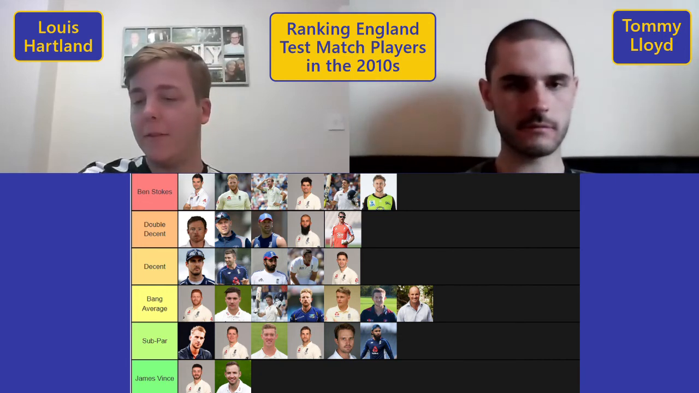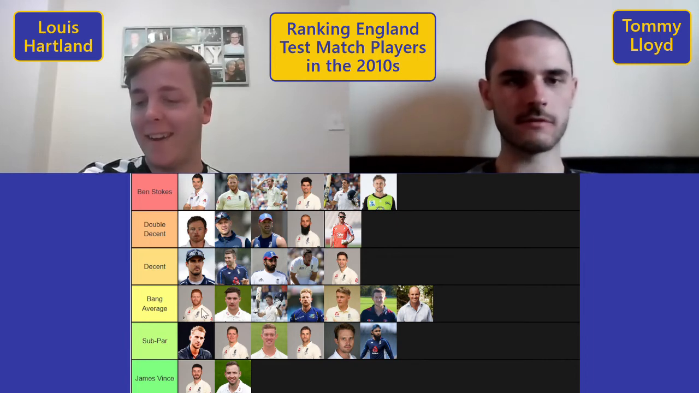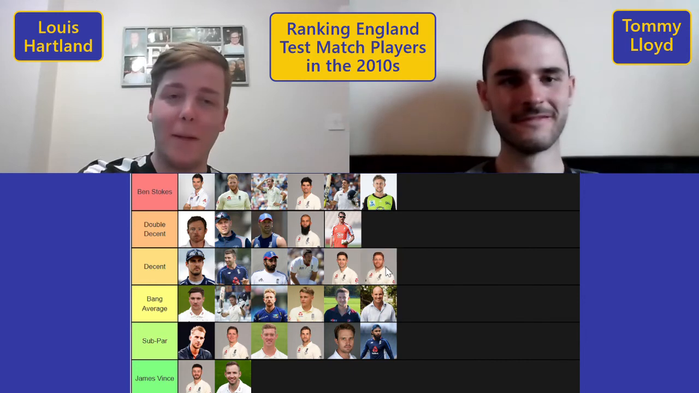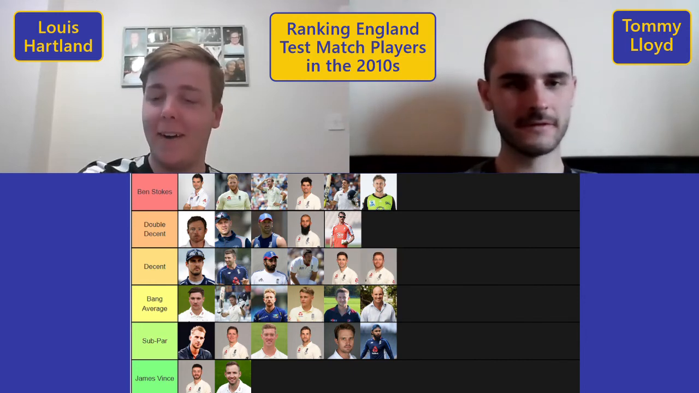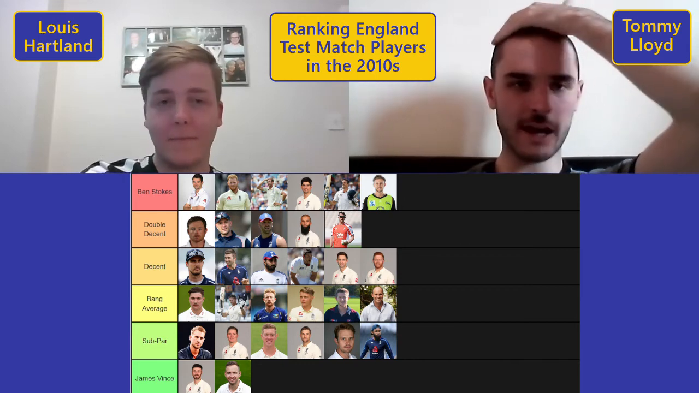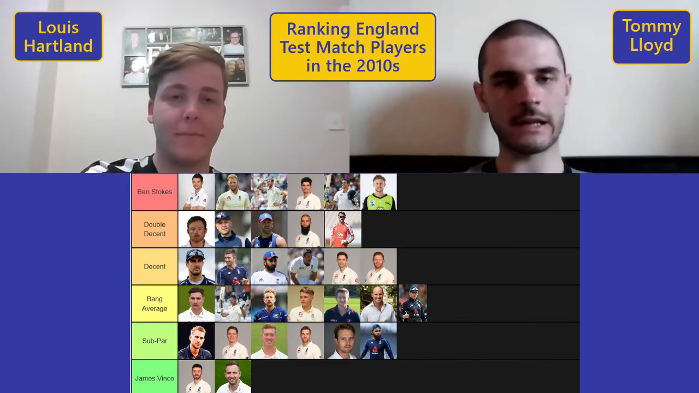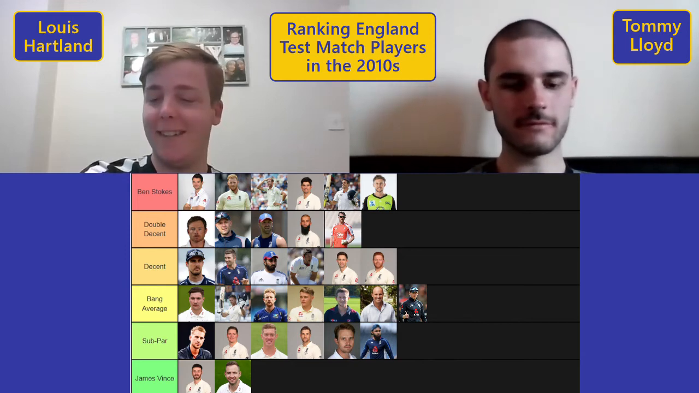I feel like I've hard done Johnny Bairstow. I'd agree. I think we need to move him up into decent. Thinking about it, the other people that I've put in that category, yeah. I think I've hard done Johnny Bairstow. Move him up into decent. So we're putting Morgan in bang average. Yeah, I'm fine with that. Last one, Jack Leach.